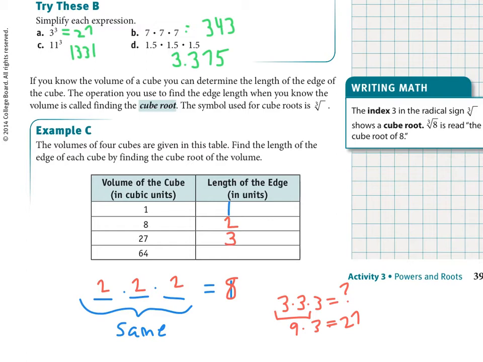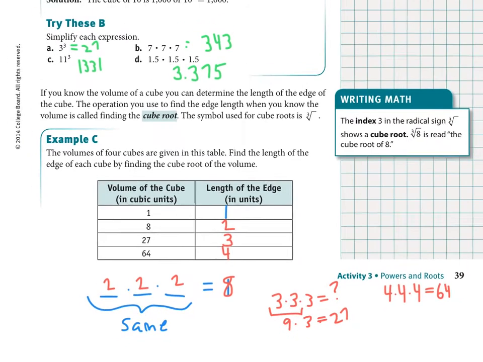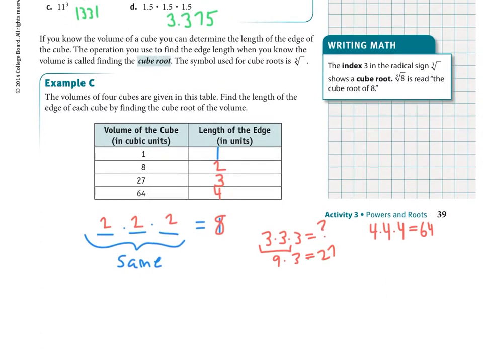And similarly, if we checked 4 times 4 times 4, that would equal 64. So 4 would be the length if the volume is 64. Okay, so there's a couple ways to do these. The first few, like these ones in this table, after you do these a couple times, you'll kind of recognize that they show up, and these are called perfect cubes.